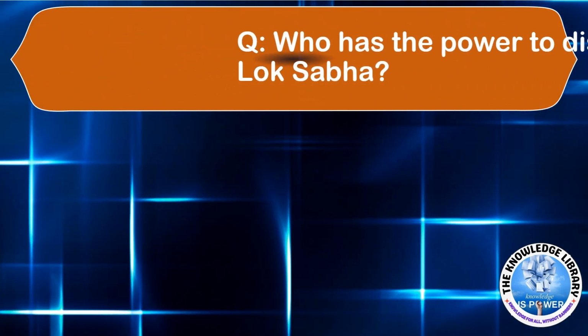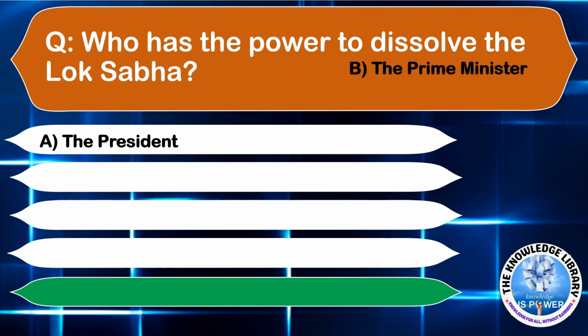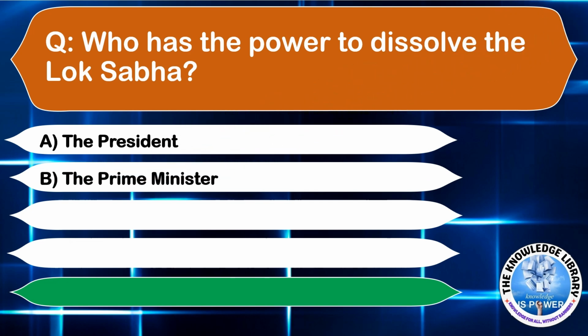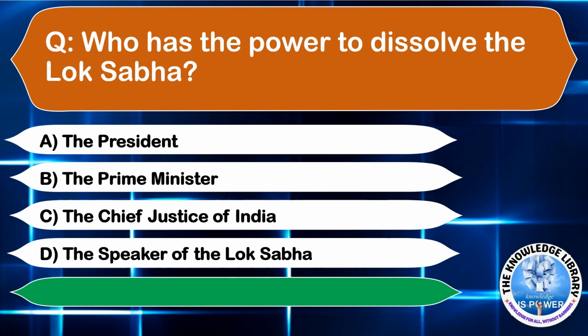The next question is, who has the power to dissolve the Lok Sabha? Option A, the President. Option B, the Prime Minister. Option C, the Chief Justice of India. Option D, the Speaker of the Lok Sabha. Answer is option A, the President.